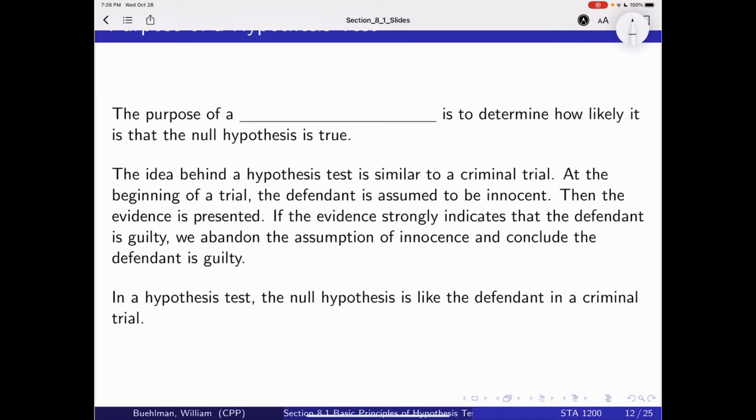The purpose of a hypothesis test is to determine how likely it is that the null hypothesis is true. The idea behind a hypothesis test is similar to a criminal trial. At the beginning of the trial, the defendant is assumed to be innocent. Then the evidence is presented. If the evidence strongly indicates that the defendant is guilty, we abandon the assumption of innocence and conclude the defendant is guilty. In a hypothesis test, the null hypothesis is the defendant in the criminal trial.